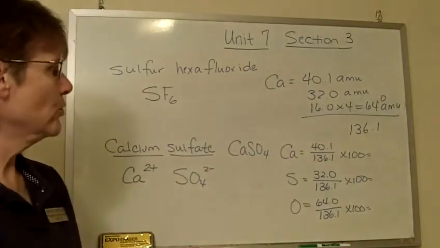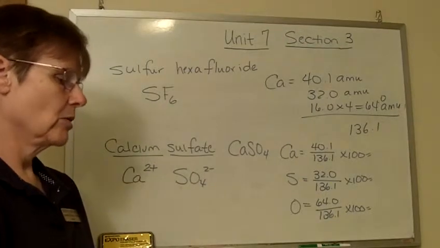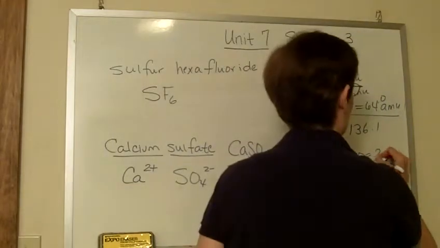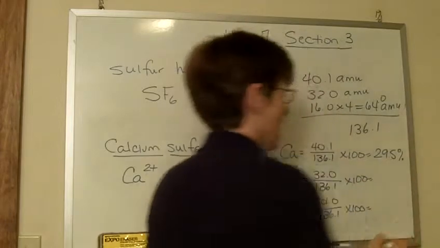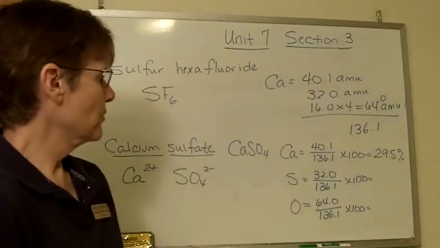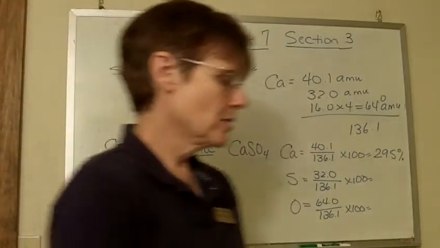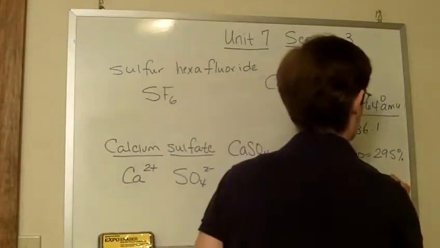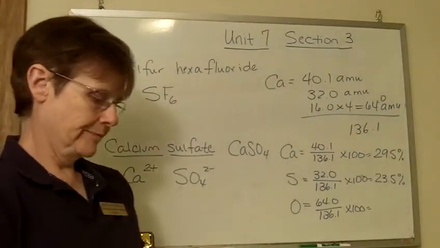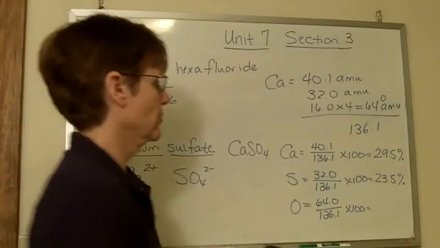It's 40 over 136.1. 29.5%. Now I do have to round these off. So sometimes it doesn't come out to exactly 100 because of that rounding. 32 over 136.1. 23.5. And 64. 47.0.